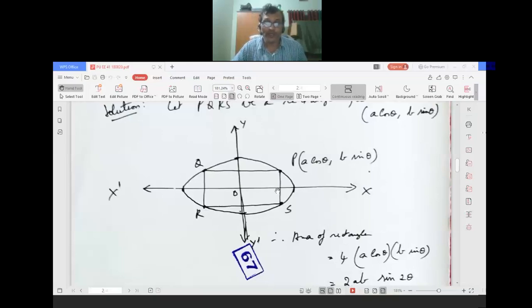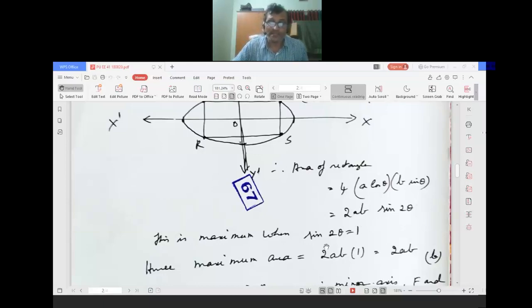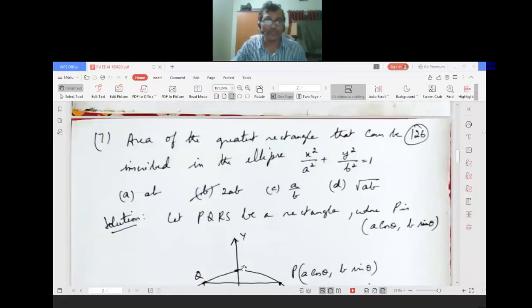From here to here a cos theta, so total 2a cos theta; here to here 2b sin theta. So the total area of the rectangle is length into breadth, 4 into a cos theta into b sin theta, which is 2ab into 2 sin theta cos theta, that is 2ab sin 2 theta. The area will be maximum when sin 2 theta equals 1. Hence the maximum area is 2ab into 1, that is 2ab. So this is option B, 2ab.